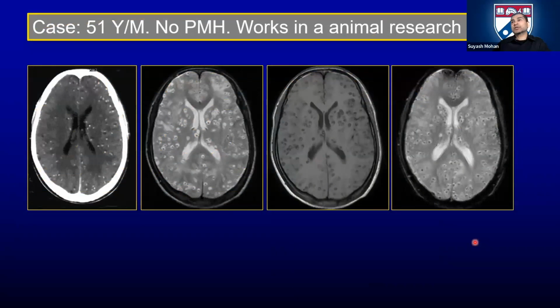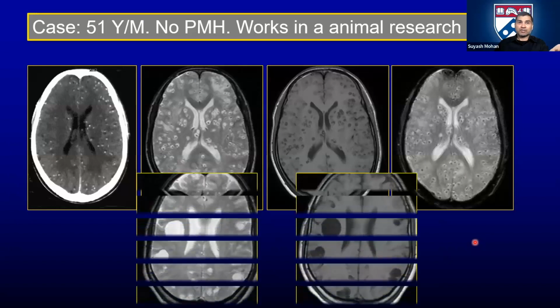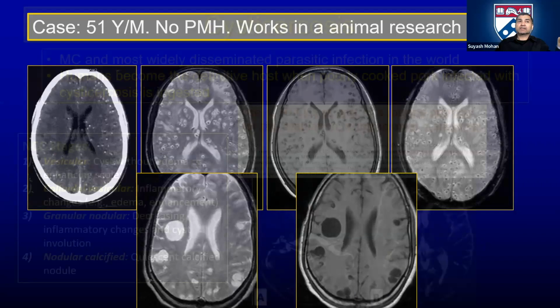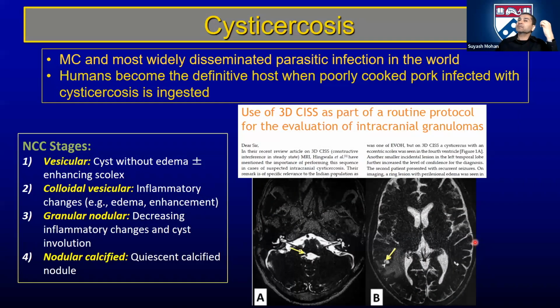Now, the most common parasitic infection that is seen worldwide, right, is what? Neurocysticercosis, right? And I'm showing you this case of neurocysticercosis, another example where the cysts are somewhat bigger in size. Now, if we suspect that this could be a case of neurocysticercosis, then we have to do two things.